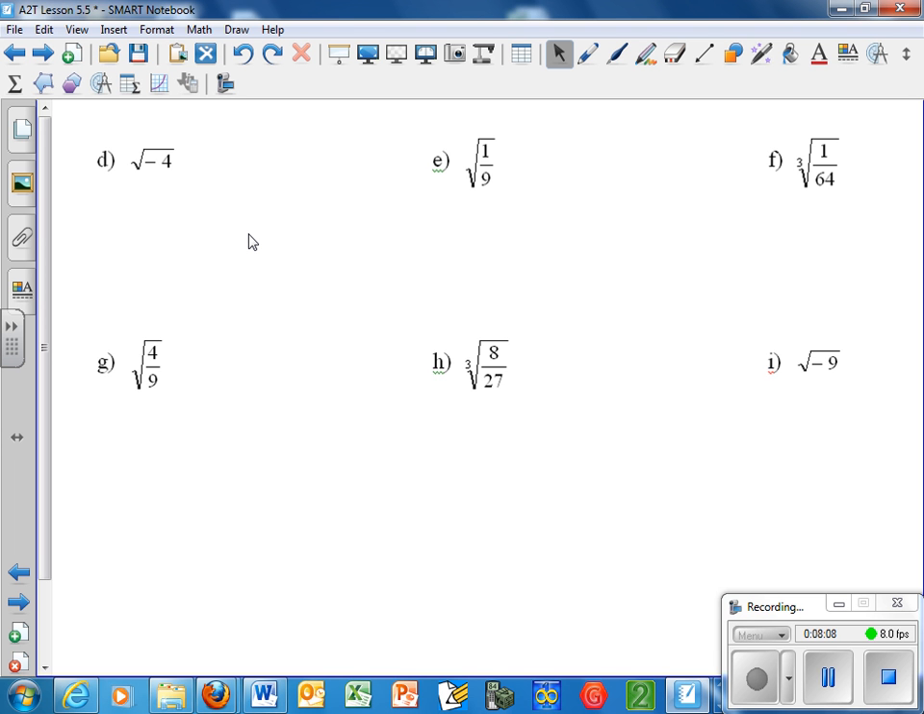If we go to D, we've got the square root of -4. If you try to do this on your calculator, it gives you an error message. Until we get to talking about imaginary numbers in a few lessons down the road, this is a non-real number answer. We cannot take the square root of a negative. If it was the square root of 4, obviously it would be 2.